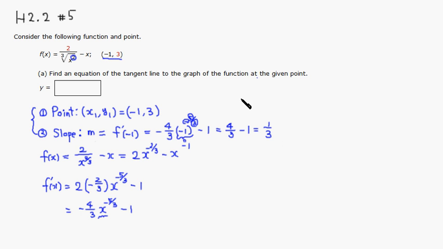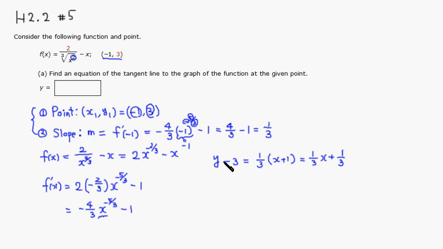So we have the slope and the point, so we should be able to find the equation. The equation is going to be using the point-slope form: y minus y1, in this case 3, is equal to the slope 1/3 times the quantity x minus x1. x1 is -1, so it's minus -1, which is plus 1. If you want, we can expand it, so it's going to be 1/3 x plus 1/3.